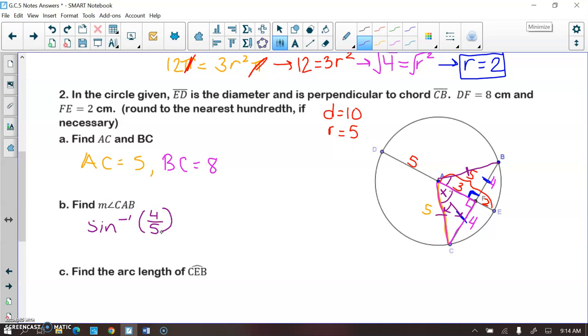Typing this into my calculator, I'm going to have to round. I'm going to round to the nearest hundredth. I get 53.13. But remember, that was just the measure of angle CAF, and I want the measure of angle CAB. So to find the measure of angle CAB, I'm going to need to multiply this by 2. And I get 106.26 degrees.